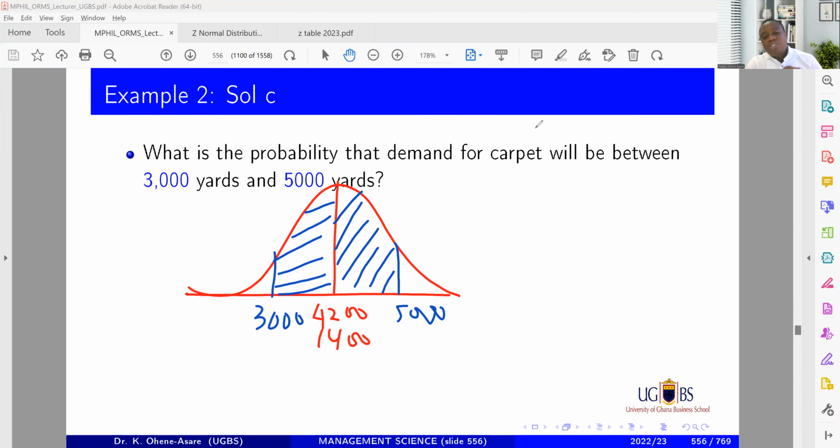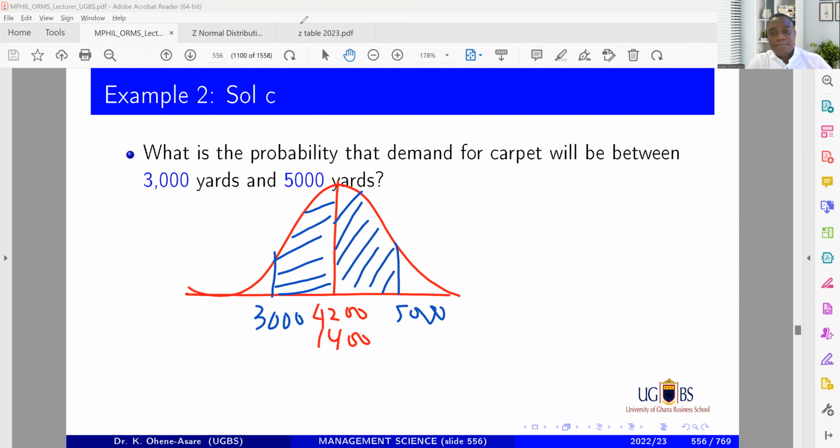Now I want someone to walk me through how we would find the answer, the probability. We're not going to calculate, but how would we go about it? What would you do to get it? You tell me that you find this, you subtract this, you add this. How will you find it?